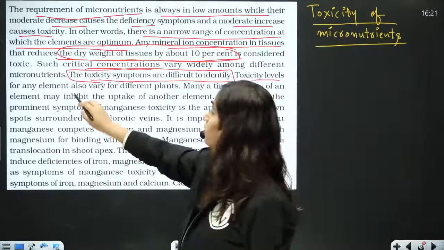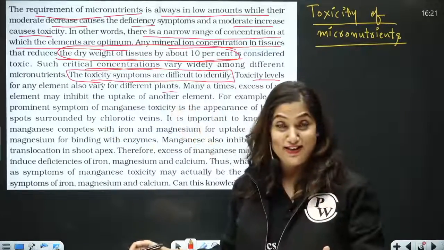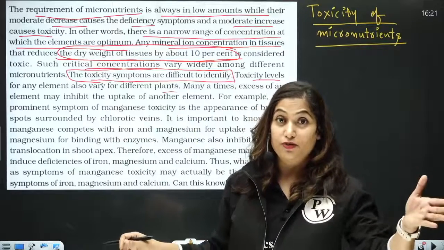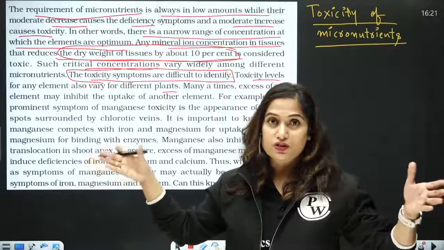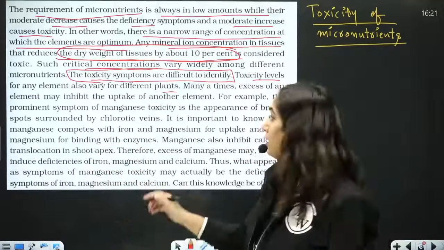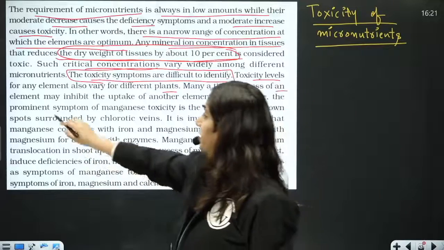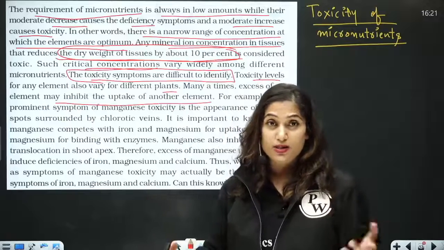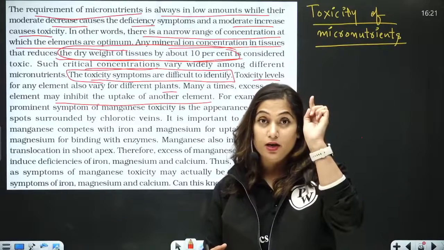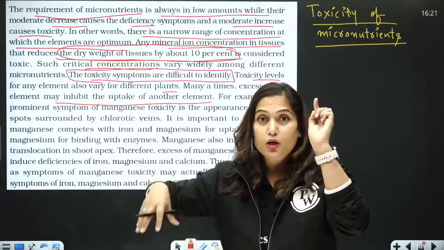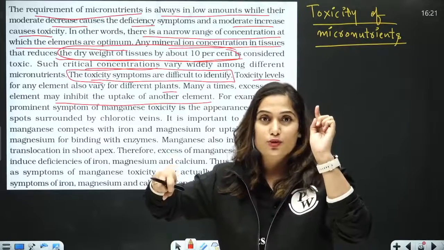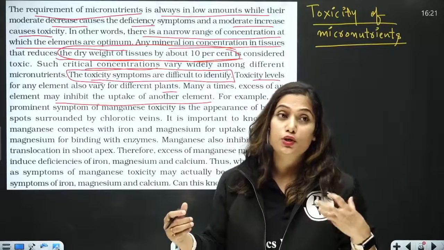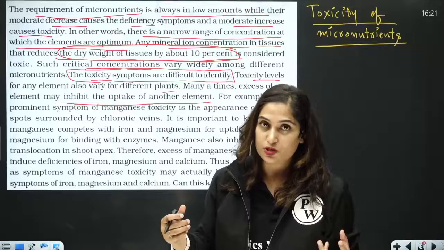Toxicity for any element also varies for different plants. Suppose for neem plant, the toxicity level of micronutrient is different. For banyan tree, it is different. So the toxicity levels are different for different plants also. Many a times, excess of an element may inhibit the uptake of another element. And this also happens that a slight excess of one element is responsible for the reduced uptake of the other element from the soil. So these are so interrelated that it is very tough to actually know the toxicity symptoms. Clear?